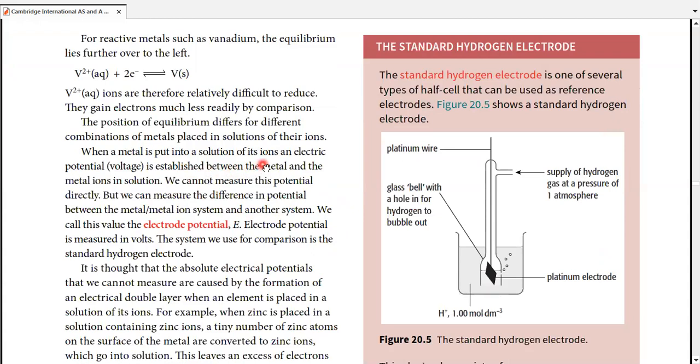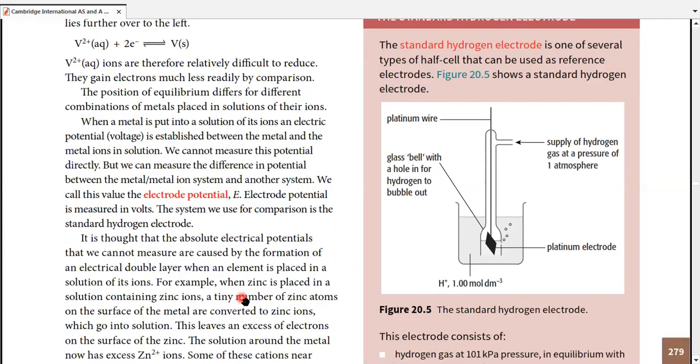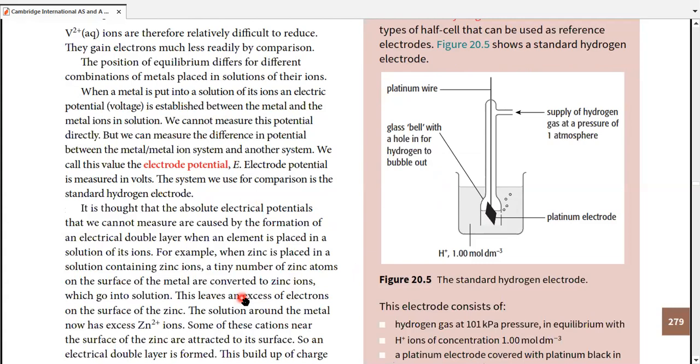So when a metal is put into the solution of its ion, an electric potential voltage is established between the metal and the metal ions. We cannot measure this potential directly, but we can measure the difference in potential between a metal or a metal ion system and another system. We call this value electrode potential, capital E. Electrode potential is measured in volts as there is a potential difference. So hence voltage difference, hence volts, the standard unit. The system we use for comparison is the standard hydrogen electrode. This is a standard electrode system that we use for comparison.